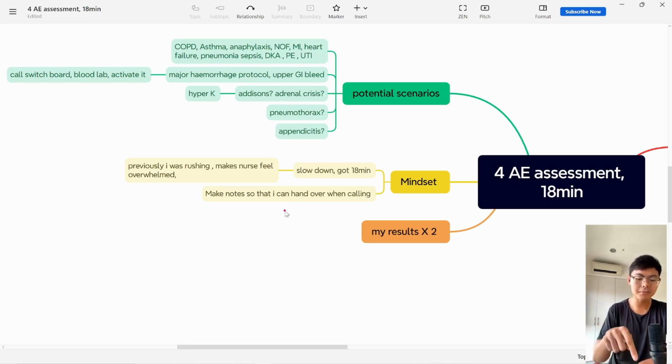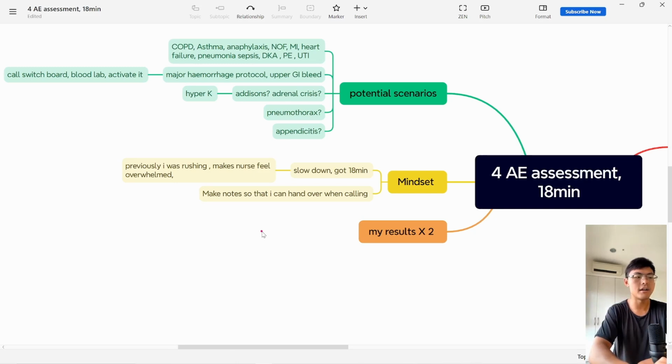Nurse, can you help me do a blood pressure? Nurse, can you help me do bloods? Nurse, please do VBG, ABG for me. I prescribe fluids. After that, do a fluid challenge for me, and then double check the blood pressure afterwards. That was a bit too much for her. So slow down.